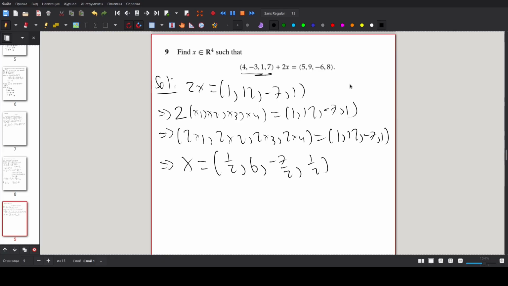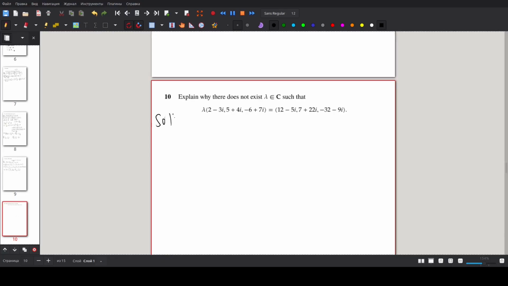Let me switch papers. Okay, this one is going to be a bit of a doozy, maybe. All right, so we're going to let lambda equal a plus bi, a and b, let me write it like this.